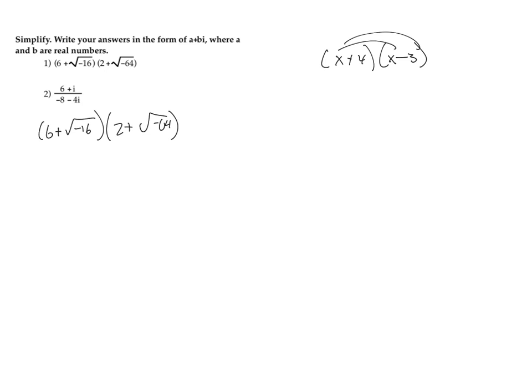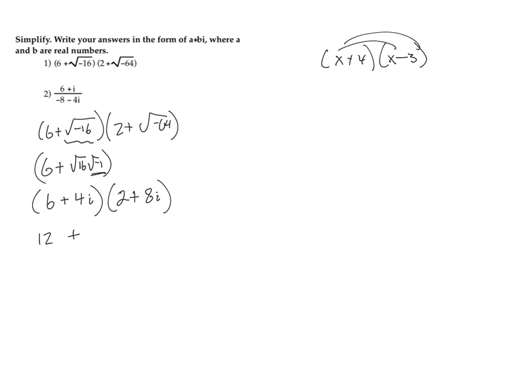One of the things you have to do before you do the FOIL is make sure you get rid of the square root of the negative number. So that's going to be the same thing as 6 plus the root of 16 times the root of minus 1, or 6 plus 4, and the root of minus 1 is i. And then similarly on the other one, you'll have 2 plus 8i. Now you can FOIL things.